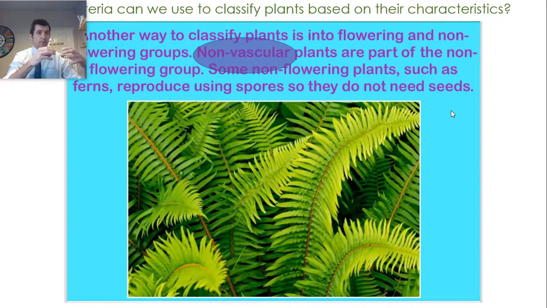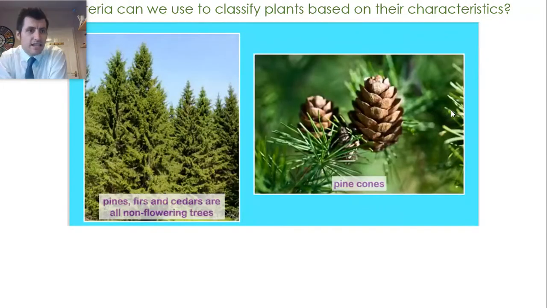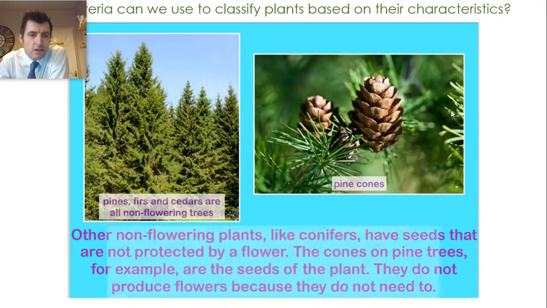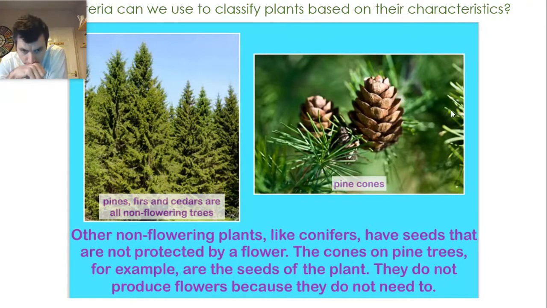We know that certain plants produce flowers. We know certain plants don't. Okay. Look at these. How could we classify these two plants? We've got pines there. They're all non-flowering trees with pine cones. What do we notice about these cones on these pine trees? Yeah, so these are non-flowering plants, and they've got seeds that are not protected by a flower.